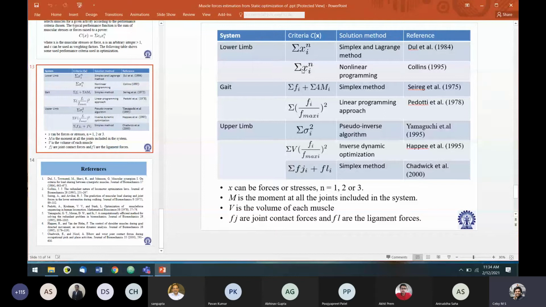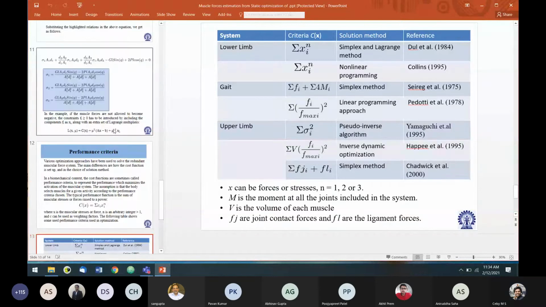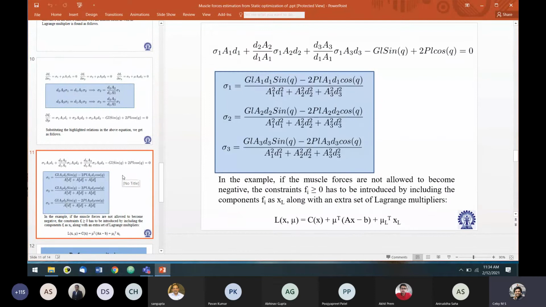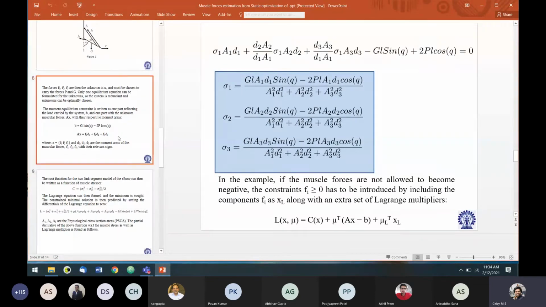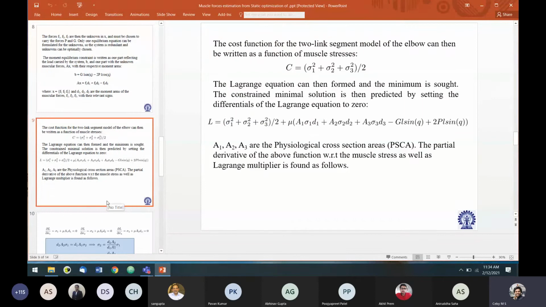So there are different criteria. You don't have to worry about why we have taken the square, or why we have taken stress. We can take even the forces as well as the moment. Many researchers have different approaches. Here you can see we can take a square, cube, whatever, degrees 4, 5, 6, as n. Here xi is either muscle forces or stresses. Basically it is minimization of the muscle stresses or forces. That is the main thing.